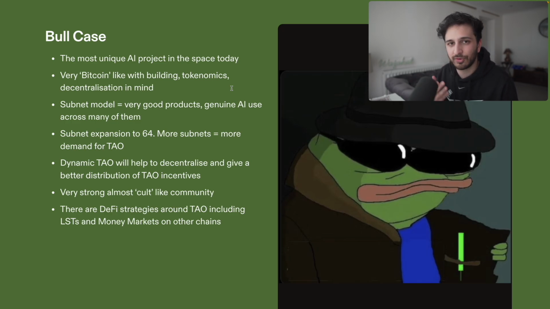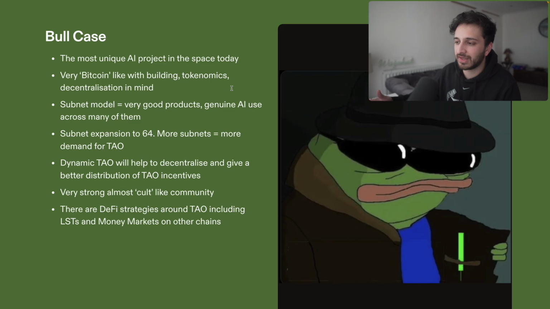Proprietary trading, protein folding. This is incredible value, and these are really good products, with genuine AI use across many of them, and it's only getting better. And I think with the subnet expansion now to 64, we're hopefully going to see more of this innovation. In fact, not hopefully, we are seeing more innovation. We're seeing more subnets. Ultimately, more subnets mean more demand for TAO, right? Because if you want to register a subnet, you have to pay in TAO.